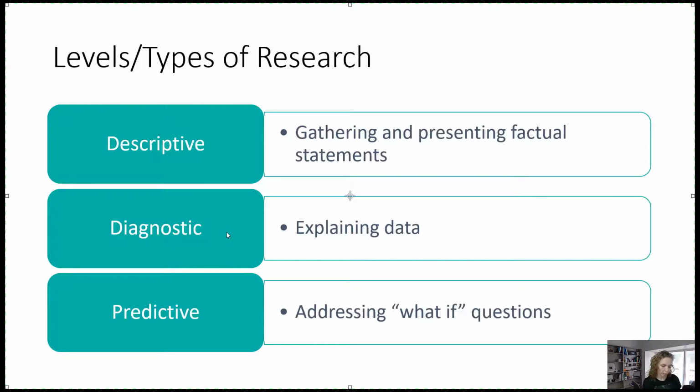If we go to the next step, diagnostic, we can try to explain things. We could use some of our descriptive data to say, okay, we sold this much during this time of the year. We think that's because of this reason, this reason, this reason, and try to explain things rather than just stating fact. We're trying to figure out how things are sort of working.